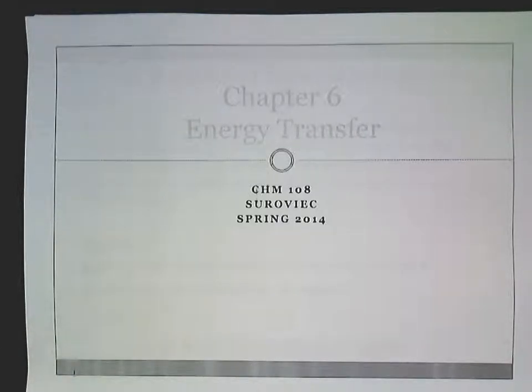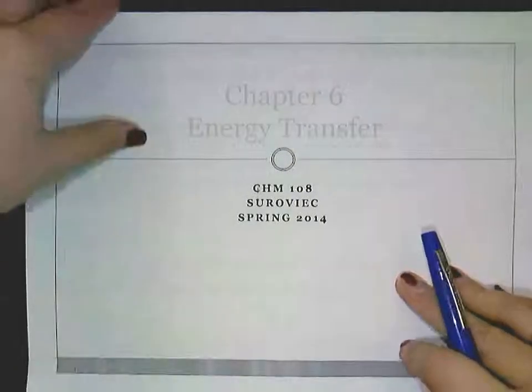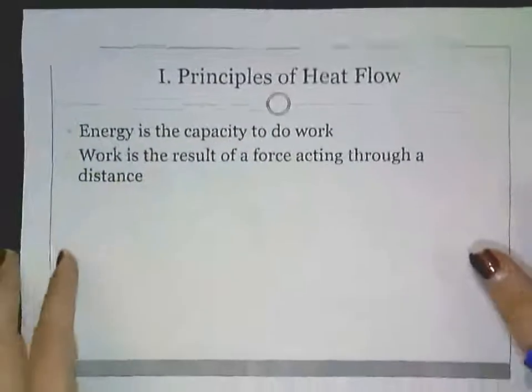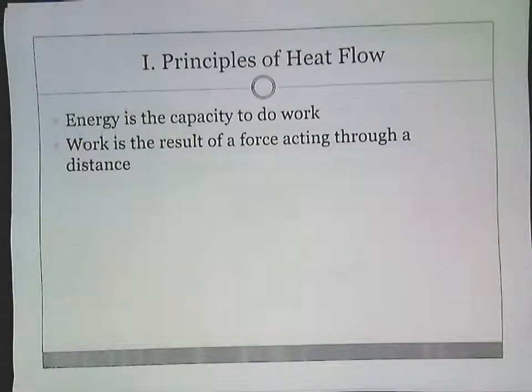All right. So, chapter 6 is about energy transfer, thermodynamics, heat, moving from one place to the other. So, when we talk about energy transfers, especially in general chemistry, we're talking about energy being the ability to do work, the capacity to do work. And work is the result of a force acting through some sort of distance.